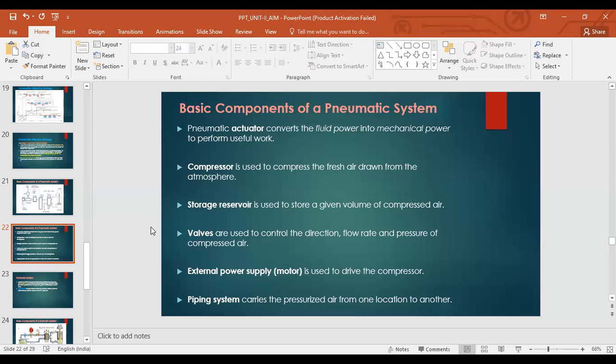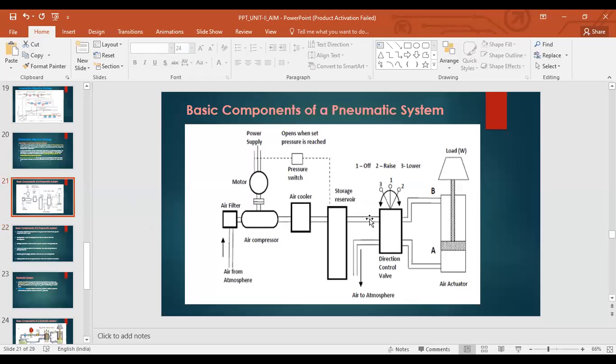An external power supply or motor is used to drive the compressor, right? We have seen that motor, that's an external power supply. The piping system carries the pressurized air from one location to another. So all that piping system in between is able to carry that compressed air. Okay, clear, right? Pneumatic system.